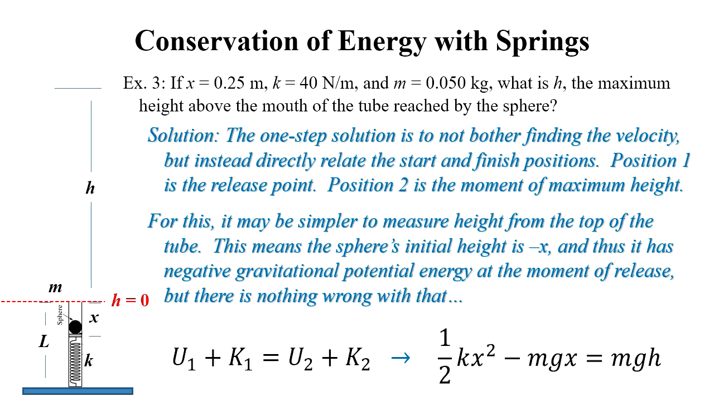We can let position 1 be that release point when the spring is compressed, and position 2, that moment of maximum height. And for this, we might want to make a slightly different choice about where to measure the height. We could keep it where it was, everything will work out fine, but it'll be a little bit simpler algebraically. Since we want to know the height above the tube, let's measure h equals 0 from the mouth of the tube. This means that the sphere will originally be below that line with negative gravitational potential energy, but that's perfectly fine. There's nothing wrong with having negative gravitational potential energy. It all depends on your frame of reference.